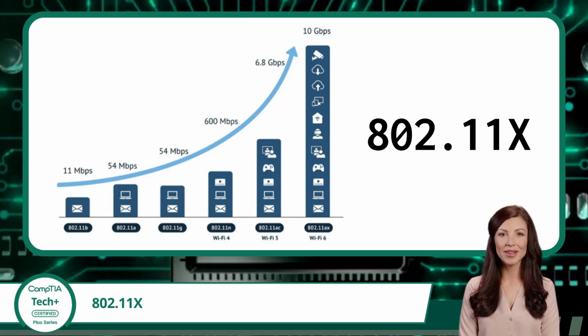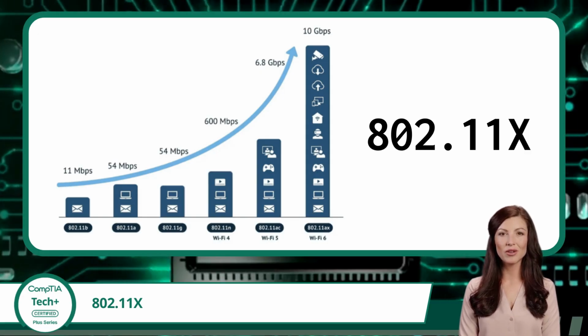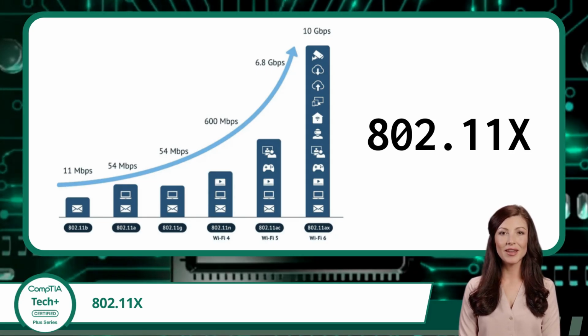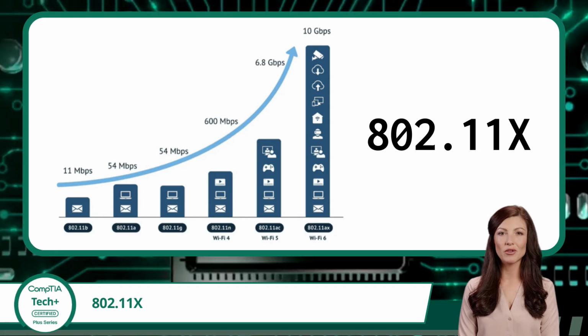Now, let's talk about 802.11x. This term might sound like a specific version, but it's actually not. 802.11x is often used as a placeholder or shorthand to refer to any of the 802.11 wireless standards. Think of the X as a variable, it simply stands in for whatever letter version you're discussing.